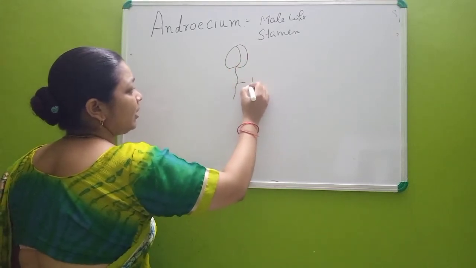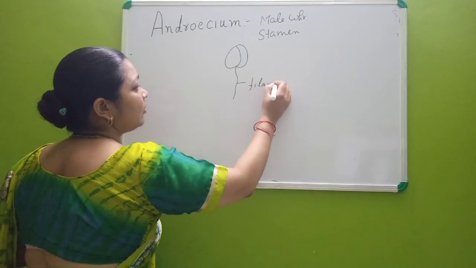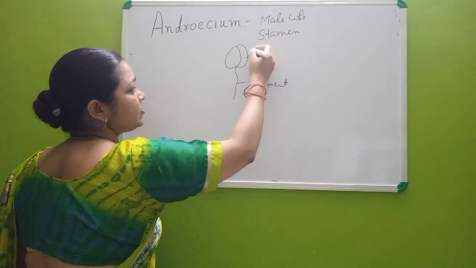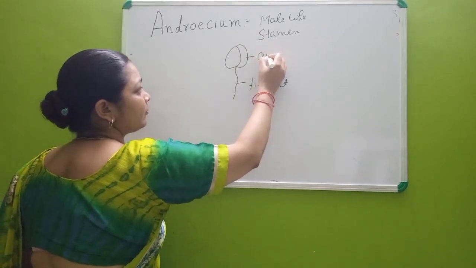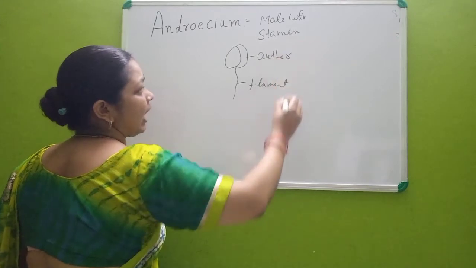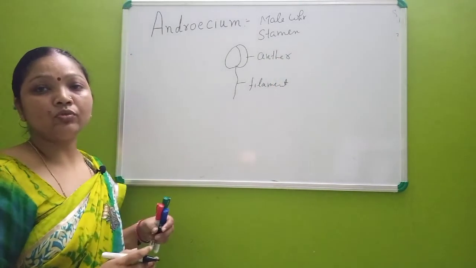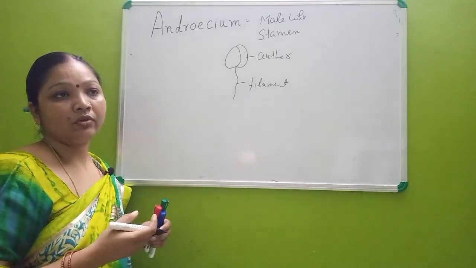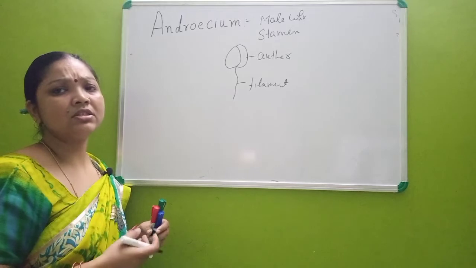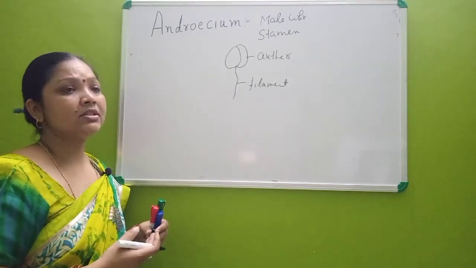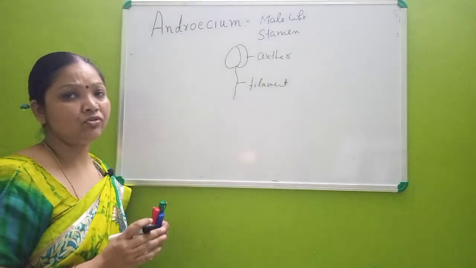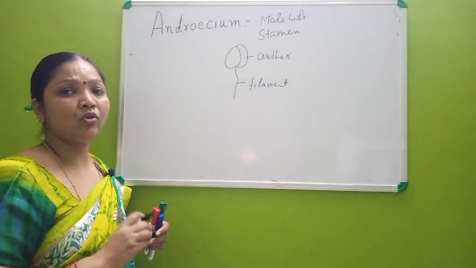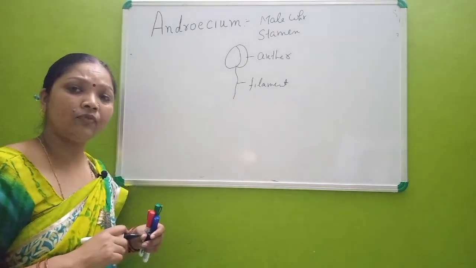One is thread-like filament and the other is a lobed structure that is called anther. These are the two structures that are present in your androecium, or you can say in the stamen. That is, anther and filament join together to form stamen. Now, on the basis of how many lobes there are, the anther is of two types.